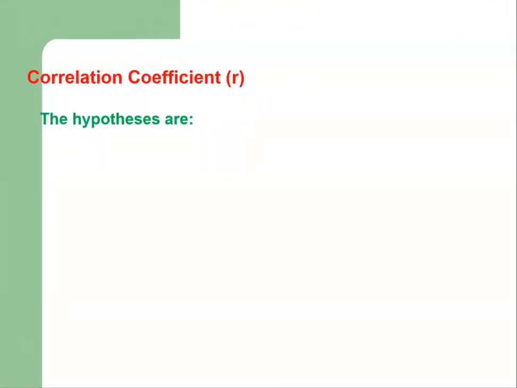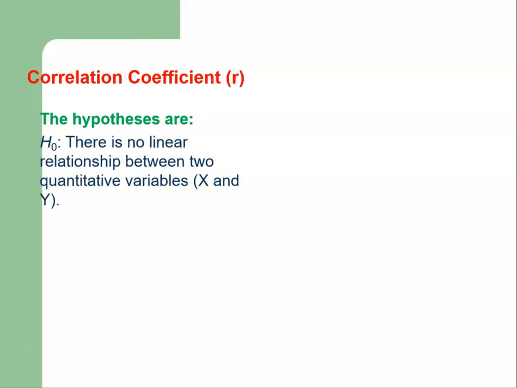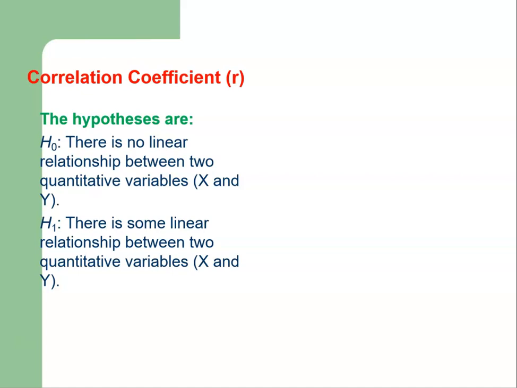Here are the hypotheses of the coefficient of correlation. The null hypothesis for the coefficient of correlation test is that there is no linear relationship between two quantitative variables x and y. The alternative hypothesis for this test is that there is some linear relationship between x and y, which are quantitative variables.